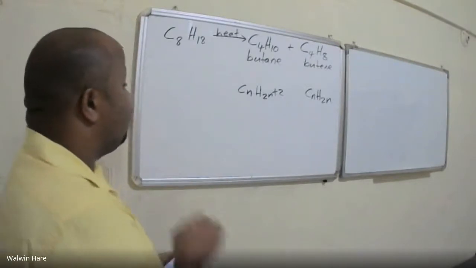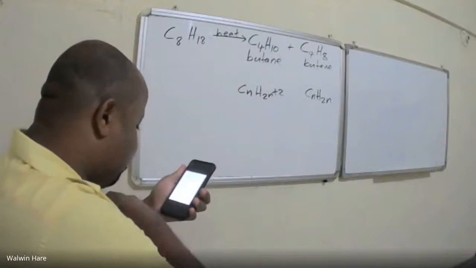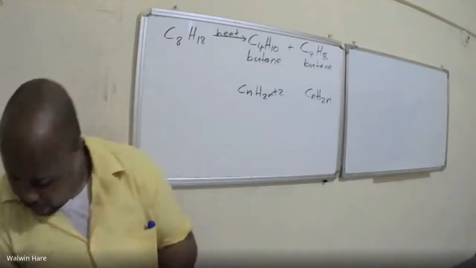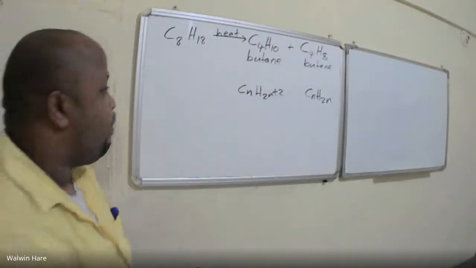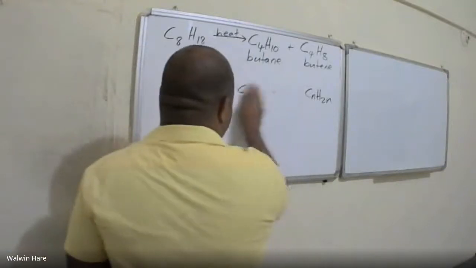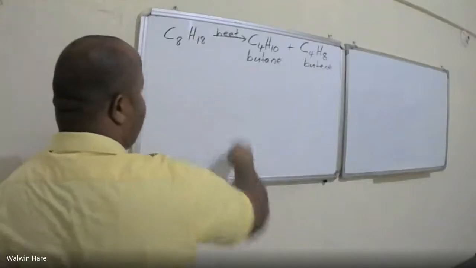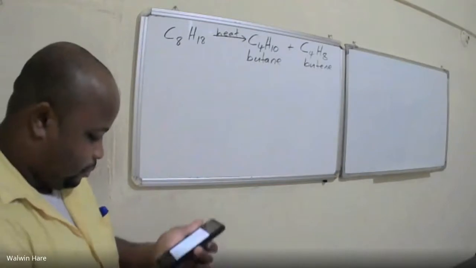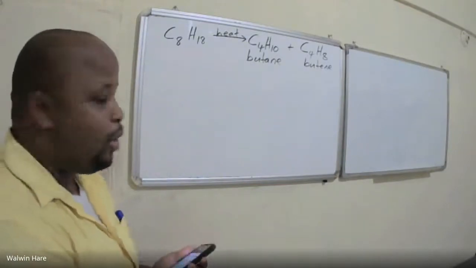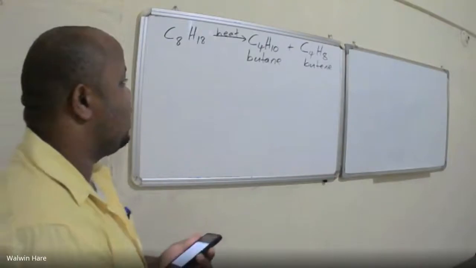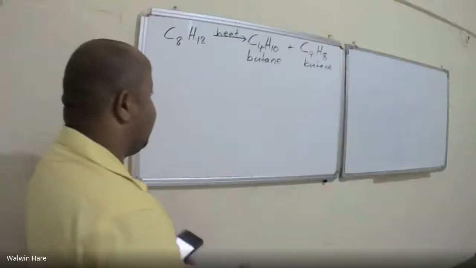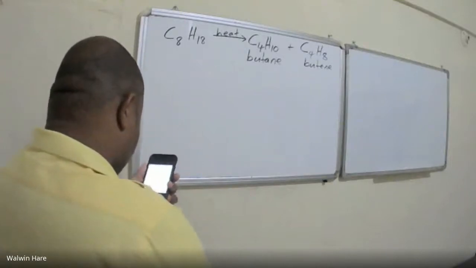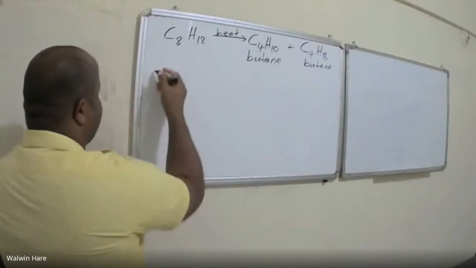So describe a simple laboratory test. What can we use to distinguish between an alkene and an alkane? Sir, could we use bromine water? Right. Can you use potassium permanganate? Right. So describe a simple laboratory test.